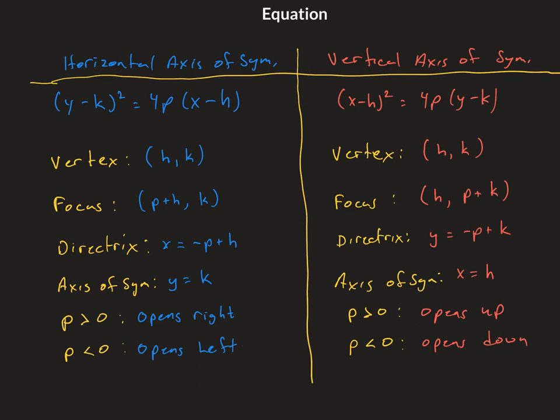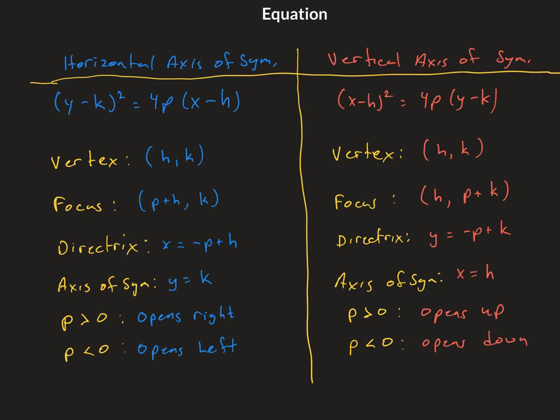Now, if you have a vertical axis of symmetry, then you'll notice that the x minus h and y minus k have switched places. So the standard form for a parabola that has a vertical axis of symmetry is the quantity x minus h squared equals 4p times y minus k. Again, the vertex is still at h, k. That doesn't change. You're going to see h, k show up in the other conics as well, not necessarily as the vertex, but for parabolas, the vertex is always h, k.